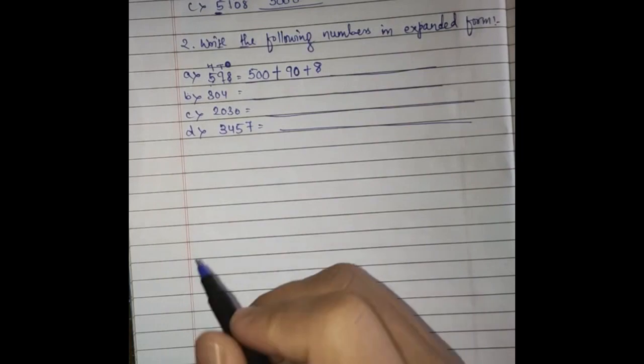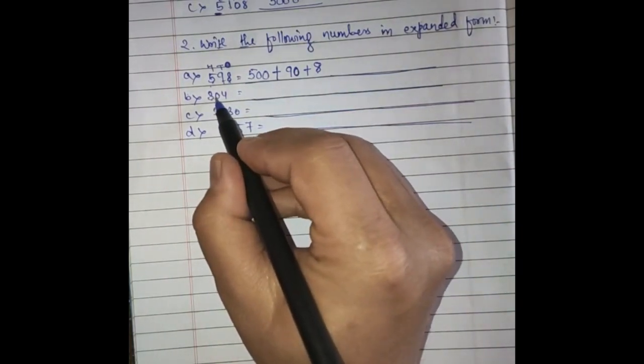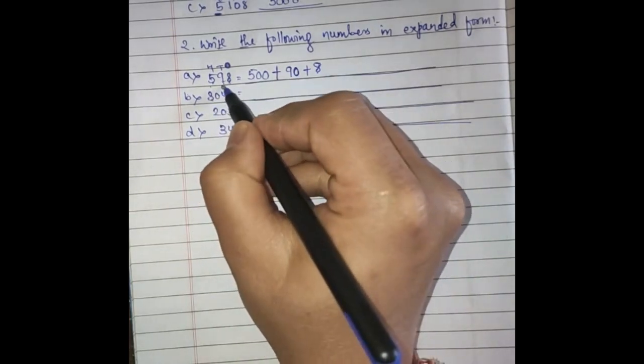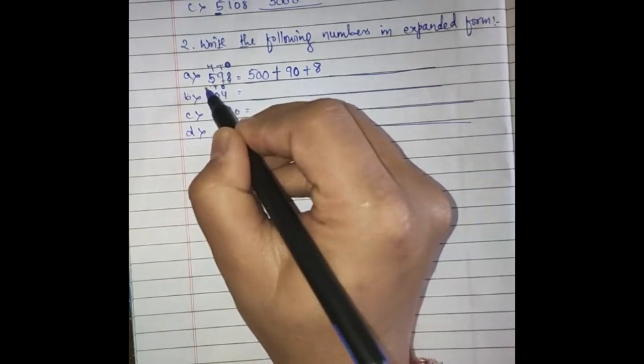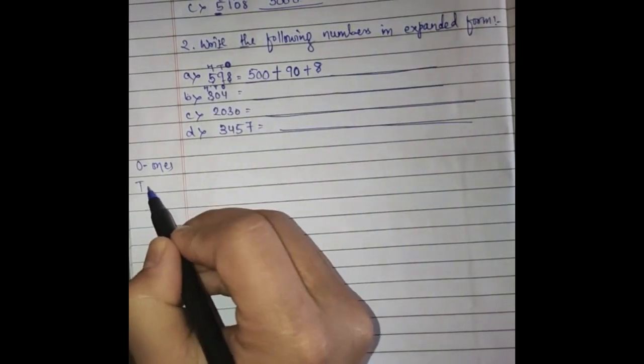Alright. Similarly, we have to break or expand this number, that is 304. Similarly, we are going to do that. First of all, write this notation: ones, tens and 100. O represents ones, T represents tens.